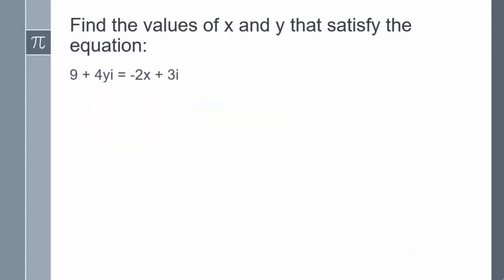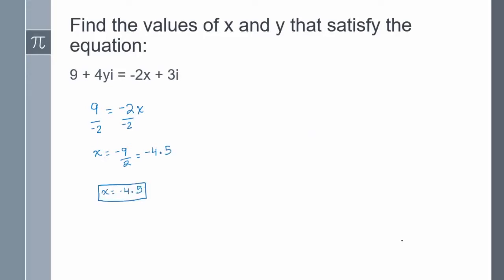Find the values of x and y that satisfy the equation 9 plus 4yi is equal to negative 2x plus 3i. Notice we have two variables over here. We have an x and we have a y. To solve for x, because it doesn't have an imaginary number next to it, I know that it has to be the a part of the complex number, or the constant part of the complex number. So I'm going to set 9 equal to negative 2x and solve for x by dividing both sides by negative 2, and I get that x is equal to negative 9 halves, which is the same thing as saying negative 4.5.